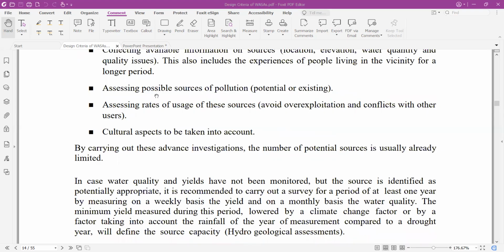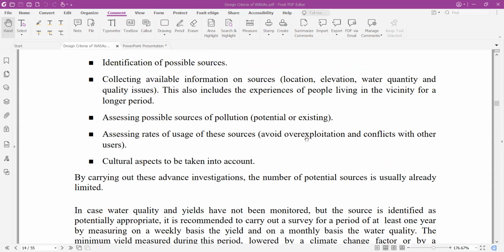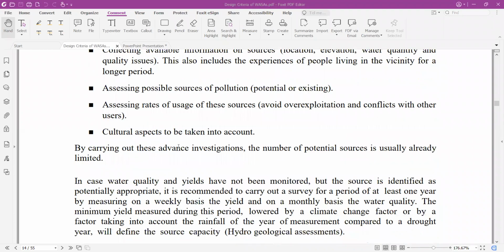Okay, assessing possible sources of pollution. You should know what type of contaminants are occurring in that water source if the quality is not viable. Also consider the rate of usage of these sources, and avoid over-exploitation and conflict with other users. Mostly in our cases, we are over-exploiting our sources, and in Hyderabad, I know that the groundwater went deeper, about 250 or 300 feet, in the previous 20 years. So we have to avoid that over-exploitation of water. Otherwise, we will face difficulties and problems in the future.